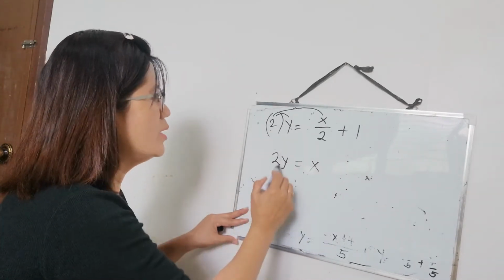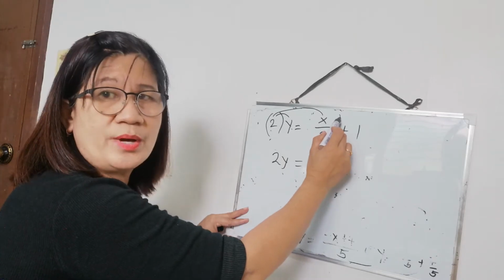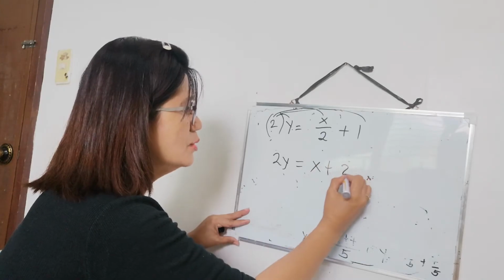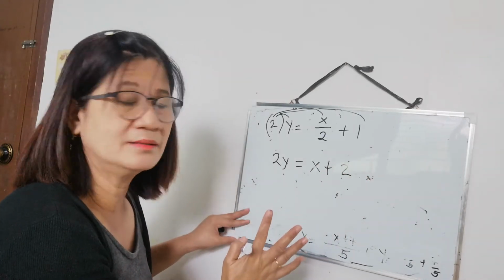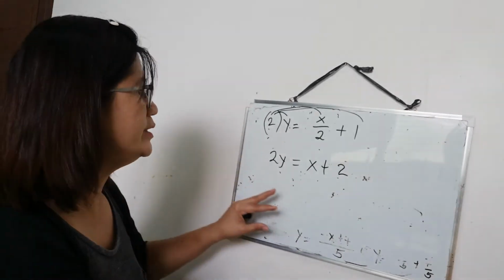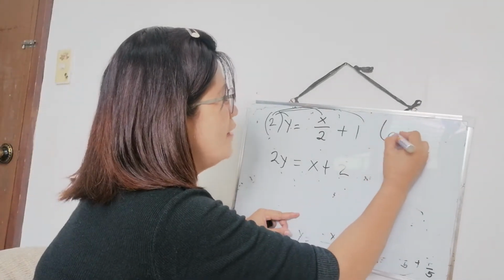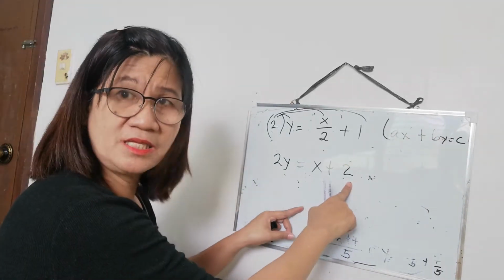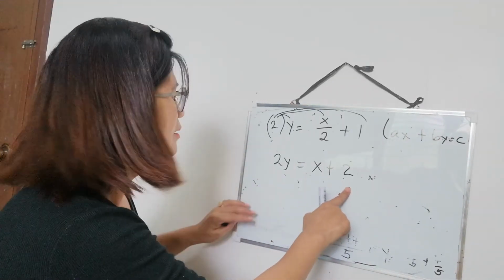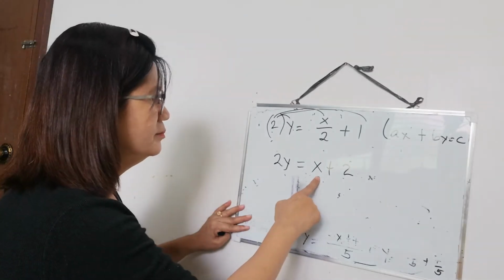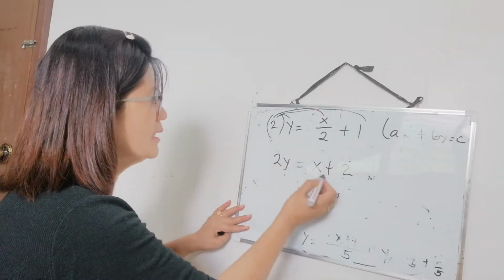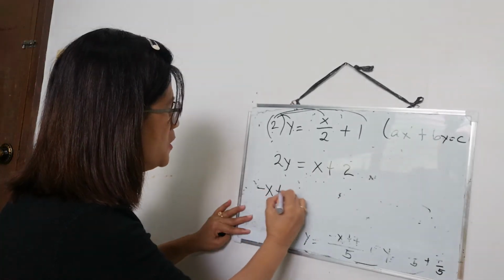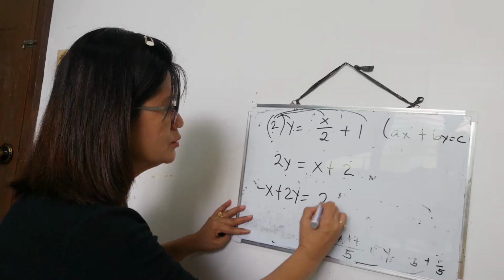Again, 2 times y equals 2y. 2 times x is 2x. Divided by 2 is x. Then, 2 times 1 is equal to 2. But that's not yet final. Okay? So, in order to follow ax plus by equals c, dapat yung positive 2y lang ang dito maiiwan, no? So, anong gagawin natin? Maglipat ulit. We will transpose negative x, o positive x, plus 2y is equal to 2.